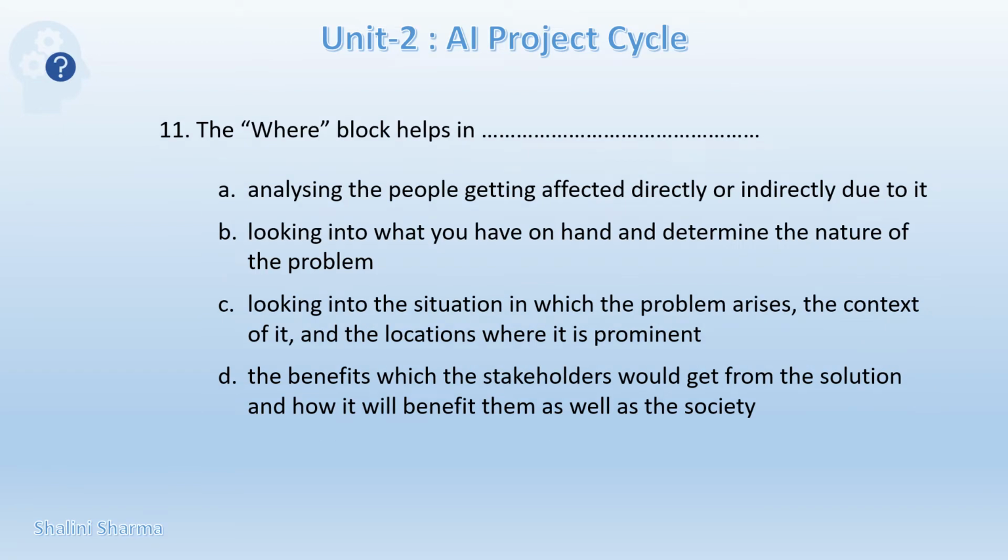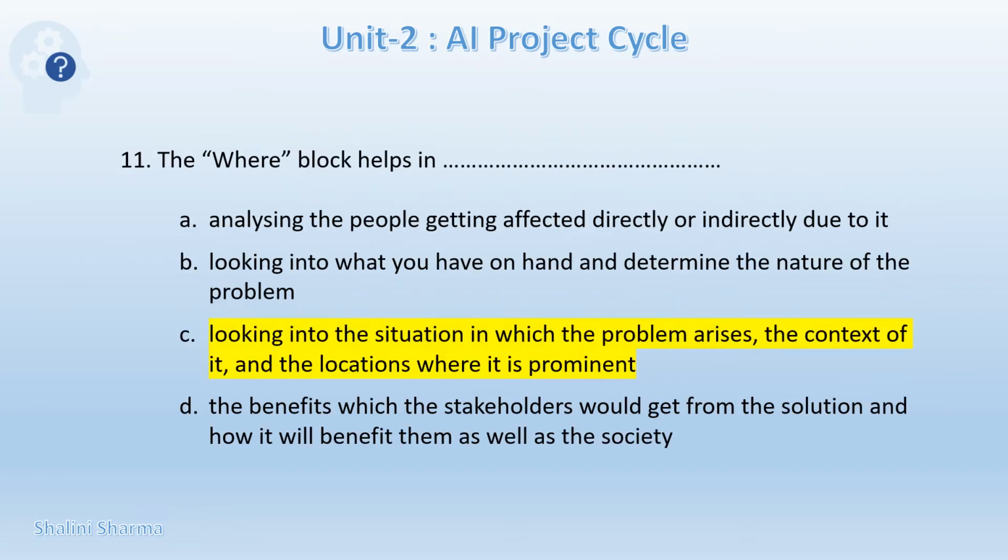Question 11. The where block helps in option A. Analyzing the people getting affected directly or indirectly due to it. B. Looking into what you have on hand and determine the nature of the problem. C. Looking into the situation in which the problem arises, the context of it and the locations where it is prominent. Option D. The benefits which the stakeholders would get from the solution and how it will benefit them as well as the society. And the correct option is C.